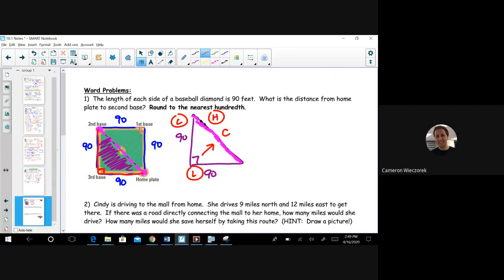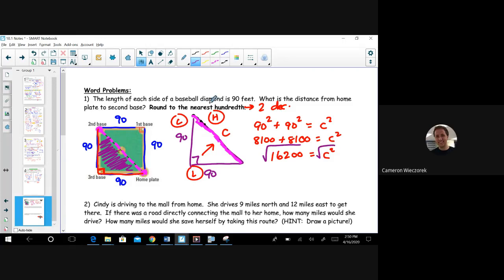So Pythagorean theorem. We're going to round to the nearest hundredth, which means 2 decimals. 90 squared plus another 90 squared needs to equal the hypotenuse squared. So that's C squared. So this one's 8100 plus another 8100 equals C squared. So that's 16,200. Don't worry about breaking down this radical. You might say, oh my goodness, that's a huge number. We don't want this to be in simplest radical form. We want this to be to the nearest hundredth, 2 decimal places.